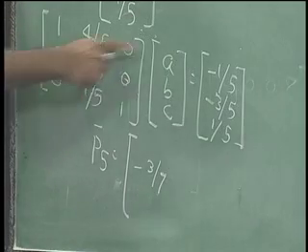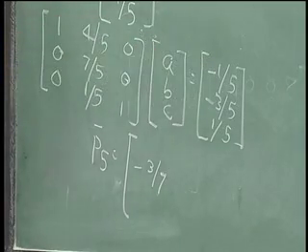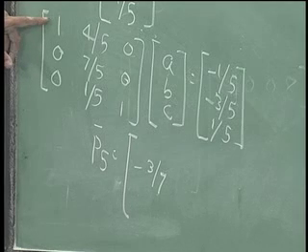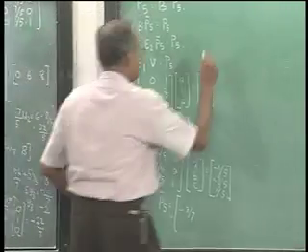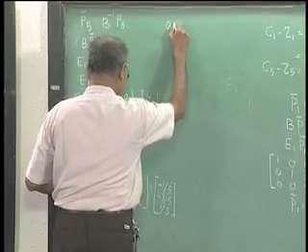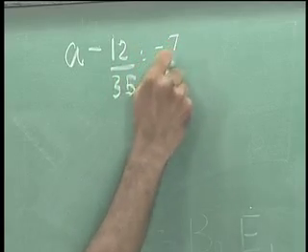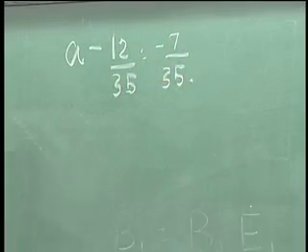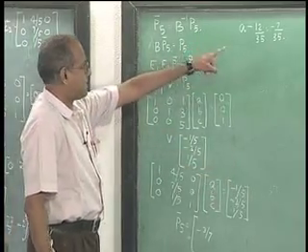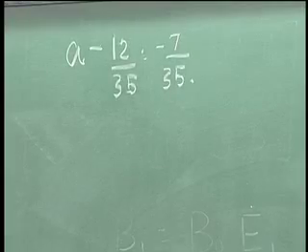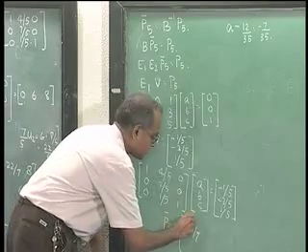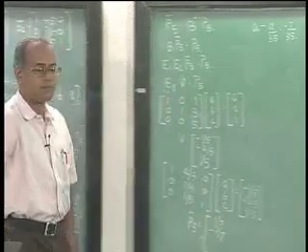From this A plus 4 B is equal to minus 1 by 5. So, A minus 12 by 35 is equal to minus 1 by 5. So, A minus 12 by 35 is equal to minus 7 by 35, which is minus 1 by 5. Therefore, take it to the other side, A will be equal to plus 5 by 35, which is plus 1 by 7.